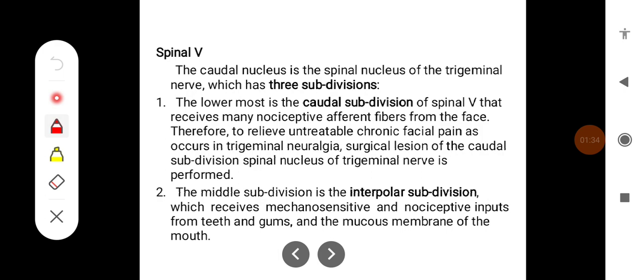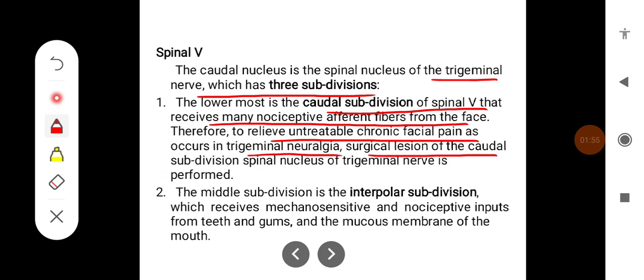Spinal 5, the caudal nucleus and the spinal nucleus of the trigeminal nerve, has three subdivisions. The lowermost is the caudal subdivision of the spinal 5 that receives information from nociceptive afferent fibers from the face. Therefore, to relieve untreatable chronic facial pain as occurs in trigeminal neuralgia, surgical lesion of the caudal subdivision of the spinal nucleus or trigeminal nerve is performed.